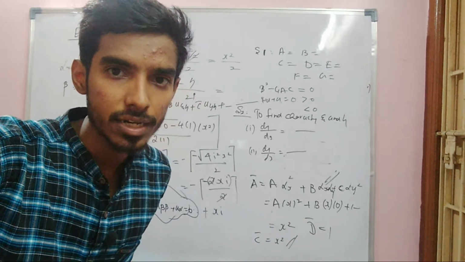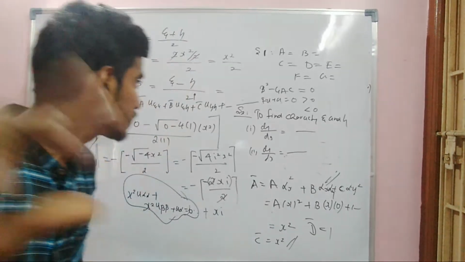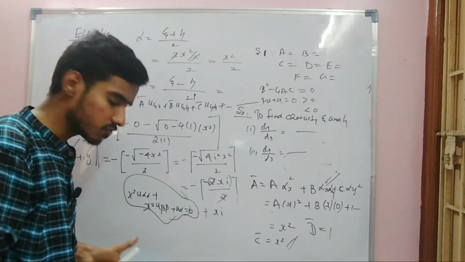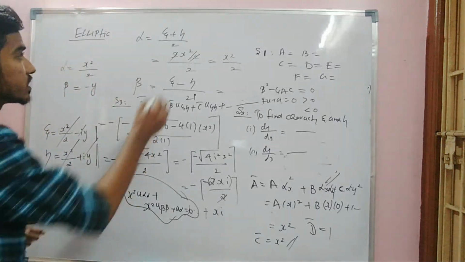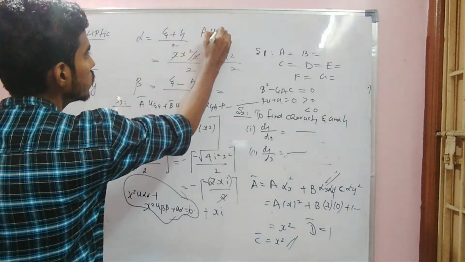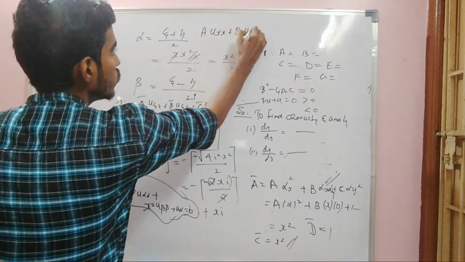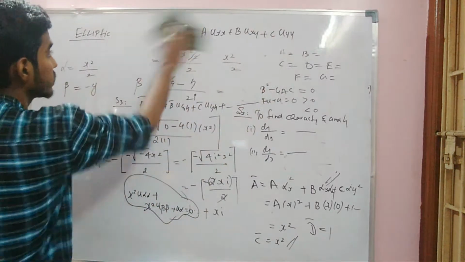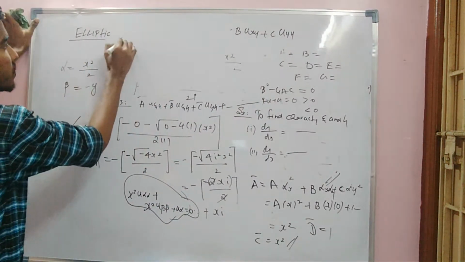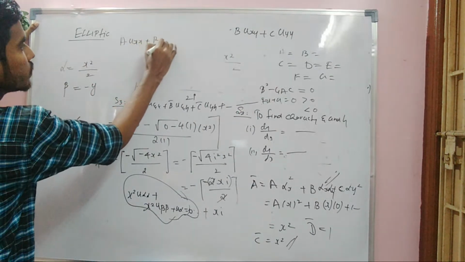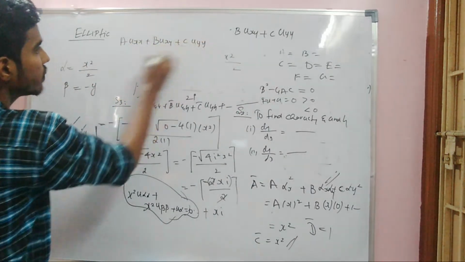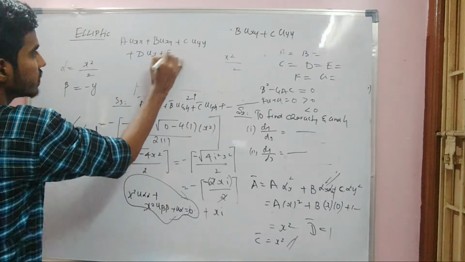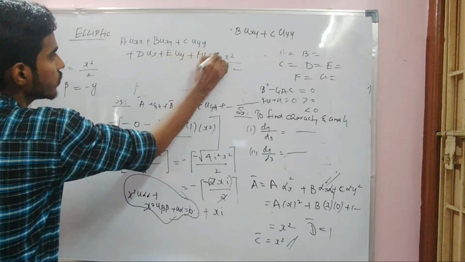Number of questions. Then why is f 0? Where is f here? What is our general form of second degree equation? So the general form is a u xx plus b u xy plus c u yy plus d u x plus e u y plus f u is equal to 0.